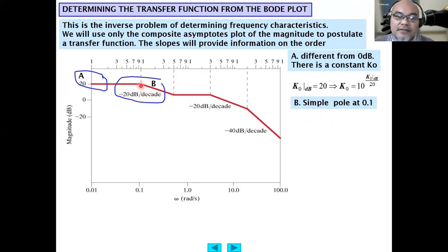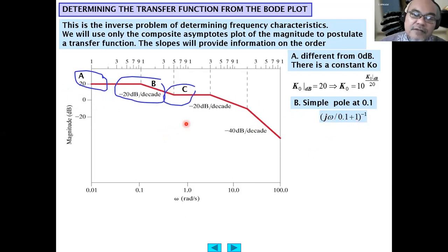Now B here is the first break frequency, or corner frequency, at 0.1 radian per second. So we know that this is a simple pole at 0.1, because afterwards it decreases by only minus 20 decibel per decade. So it is j omega divided by 0.1 plus 1, to the power minus 1. So this is a pole. That's why it is in the denominator.